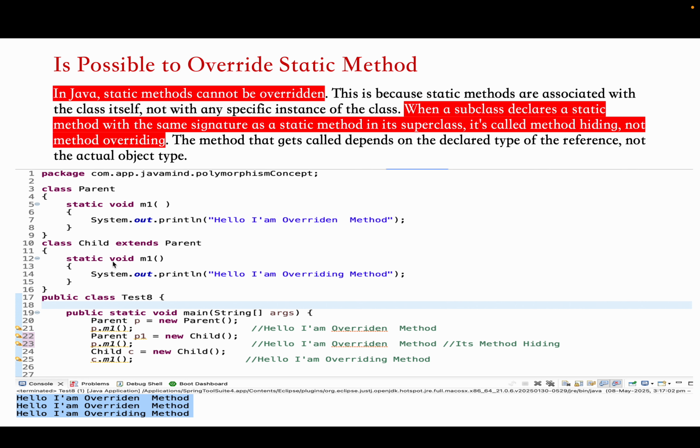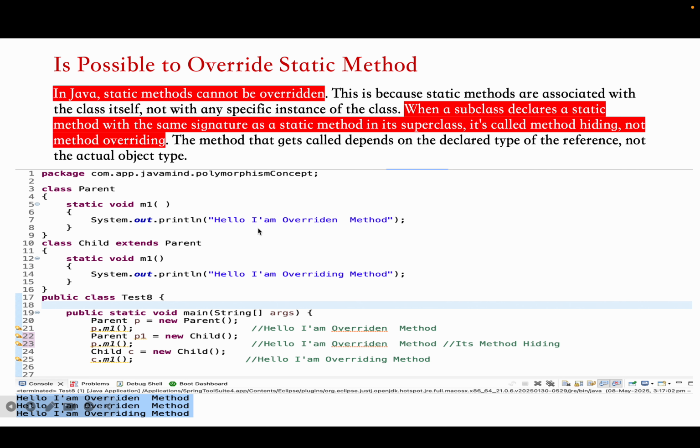Guys, you can see I have done a static void m1 in the parent class. Intentionally I want to avoid this static method. See what I have done here: Parent p = new Parent(); p.m1(). I am going to call the parent class method. You can see it prints "Hello I am a void method".